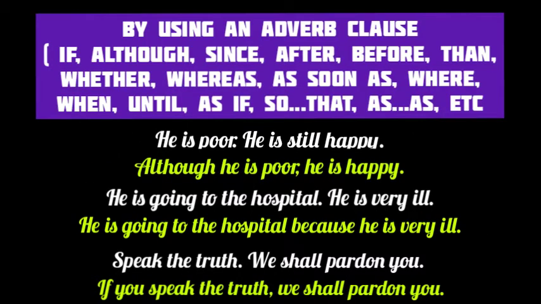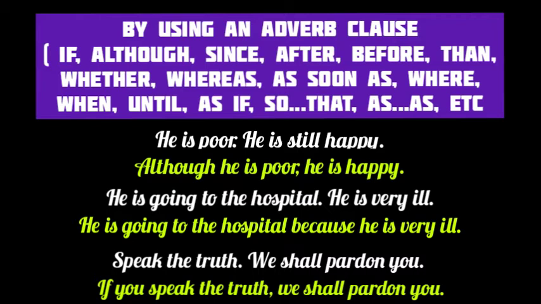Well, up next we have two separate simple sentences combined with the help of an adverb clause. You see, when the separate simple sentences have a mutual relation of cause, contrast, condition, comparison, etc., they are combined by using a subordinate adverb clause. In such cases, remember these subordinating conjunctions like if, although, since, after, before, then, whether, whereas, as soon as, where, when, until, as if, so that, etc. are used meaningfully and appropriately to join such simple sentences.